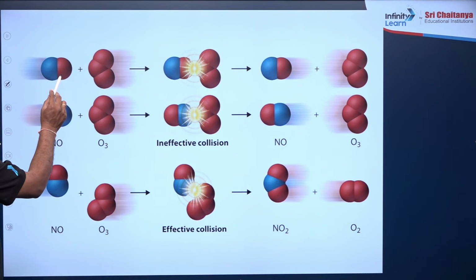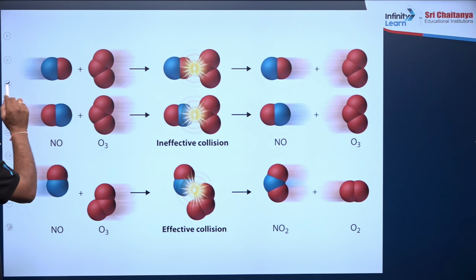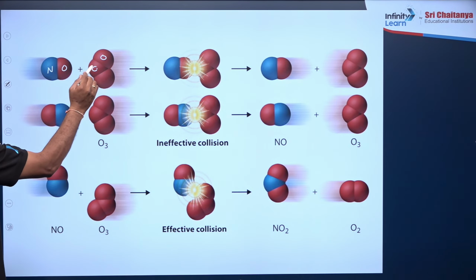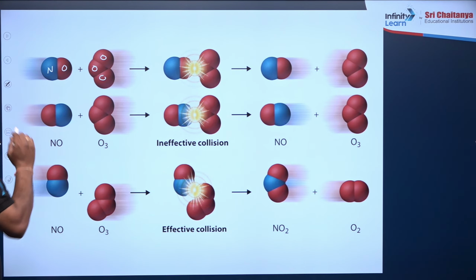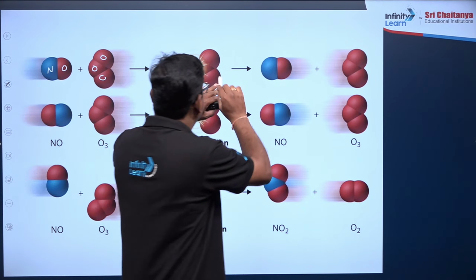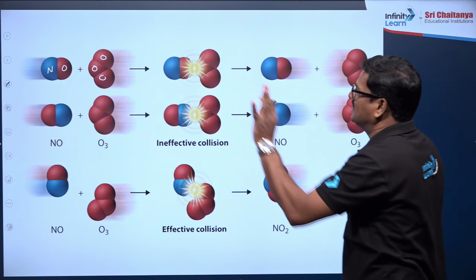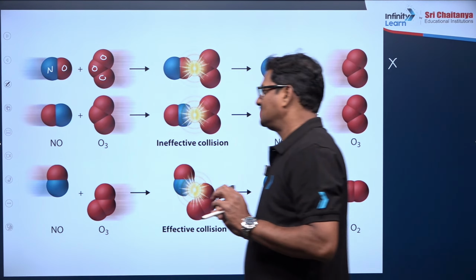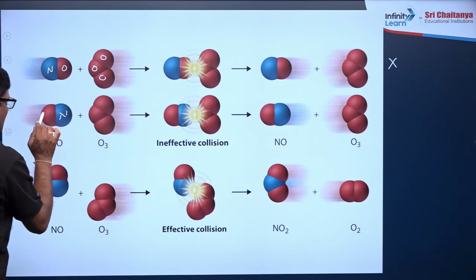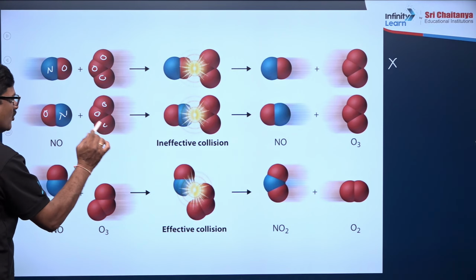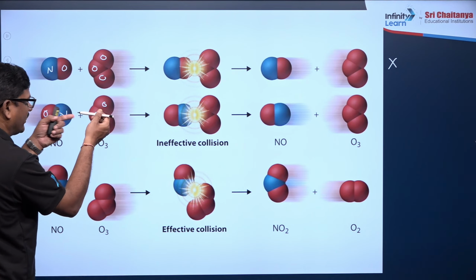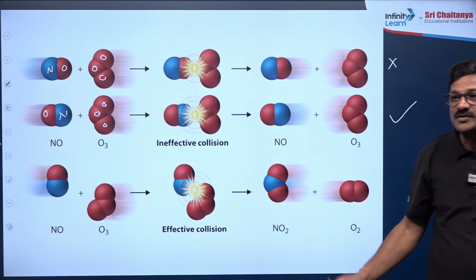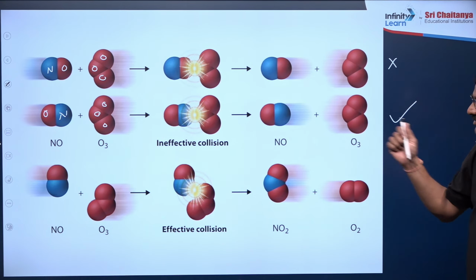When this nitric oxide and ozone collide, this is your nitrogen, and this is your oxygen, oxygen, oxygen. If they make a collision that has no use, they are going to separate apart, and this will not give the product. When the nitrogen and oxygen are oriented so that nitrogen and oxygen are in contact, this collision gives rise to nitric oxide. This is the effective collision, which gives rise to the product. Are you getting it or not?